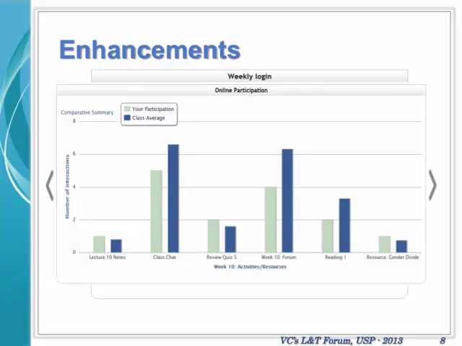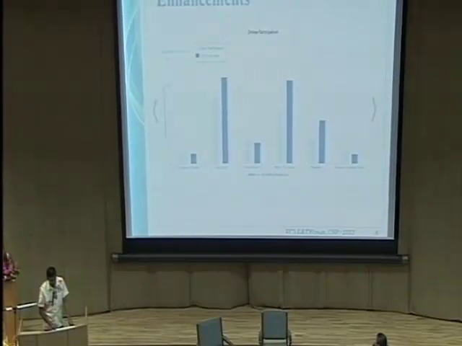Online participation: now the students have a chance to see how they are participating in each of the activities per week compared to the class average. And they can always look back at previous weeks in the history and compare their performance.